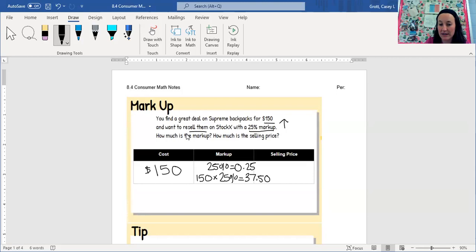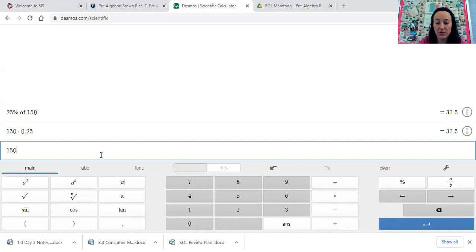My selling price, and I'm going to come down here for space, is going to be the 150 plus whatever my markup was, which was $37.50. When we add those together, going back to Desmos, you guys should also be trying this. Don't just take my word for it. Also get used to Desmos. So 150 plus $37.50 is $187.50. That's what we are going to sell them for.